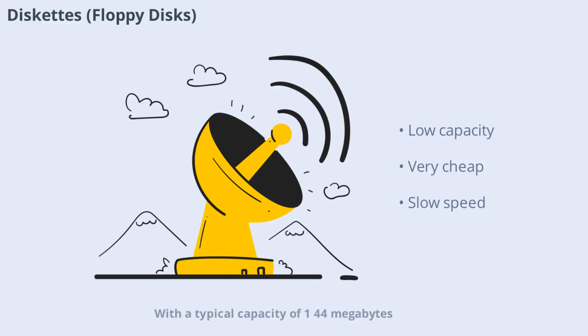Diskettes or floppy disks were once a popular way to store and transfer small amounts of data. With a typical capacity of 1.44 megabytes, they are very cheap but also very slow compared to modern storage devices. While largely replaced by more advanced technologies, floppy disks played an important role in the early days of personal computing.